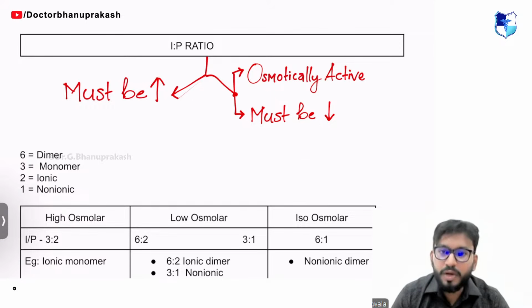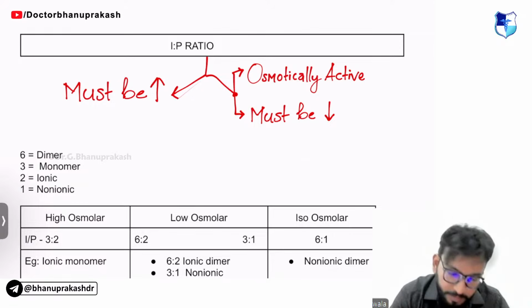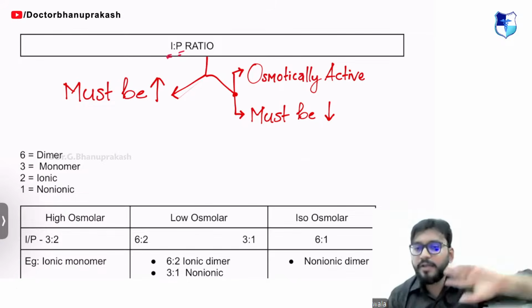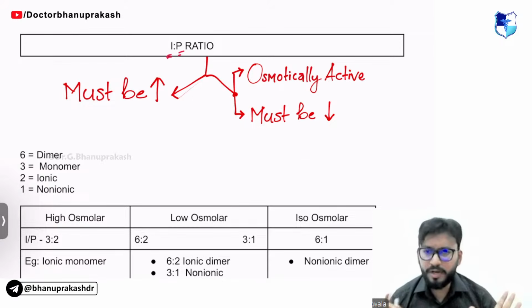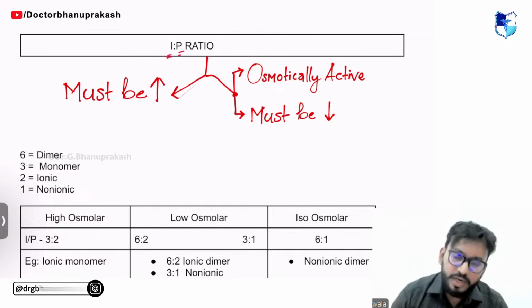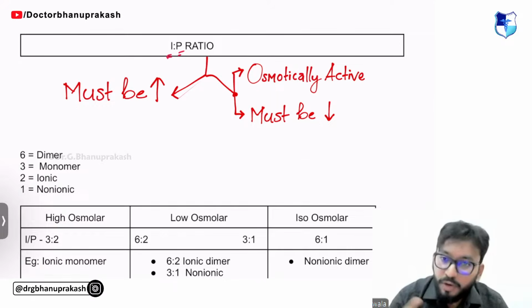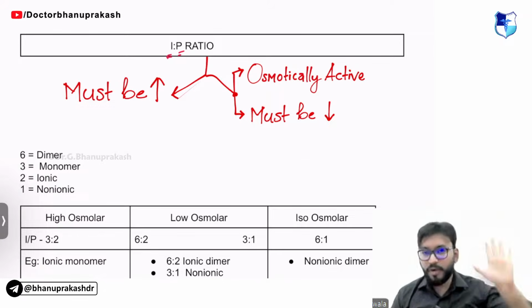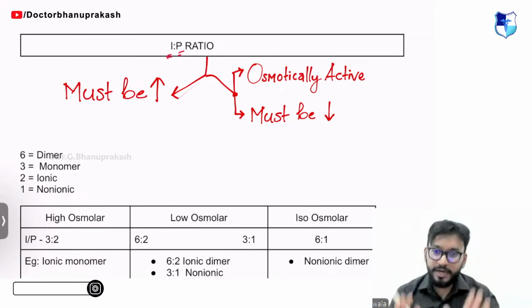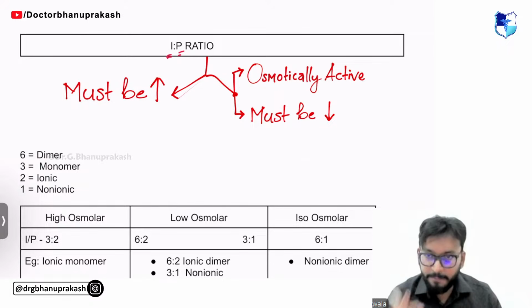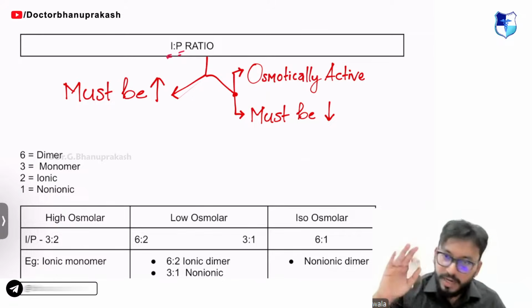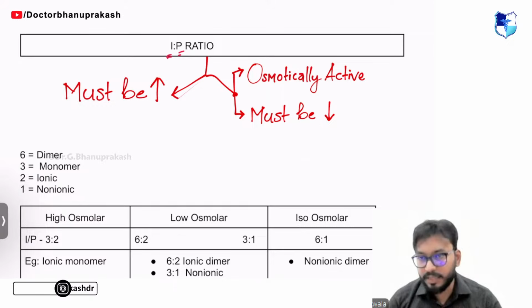So IP ratio, guys, this is the iodine to particle ratio. If I ask you the names of any two contrasts in the world, everyone will say gadolinium first. We all know gadolinium is an MRI contrast. Any other contrast? Barium and iodinated contrast. We all know iodinated contrasts are very common. Iodine helps me, we know. So there's iodine and there's some particle. This is known as the iodine particle ratio. Iodine has to be more, particle has to be less in the ratio.